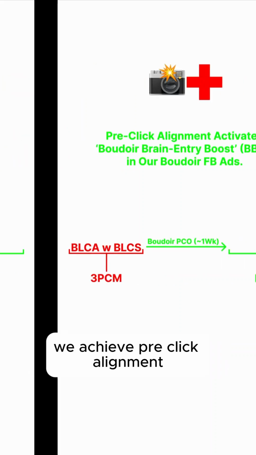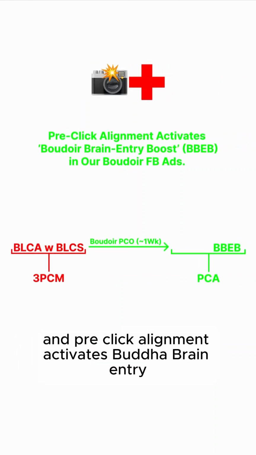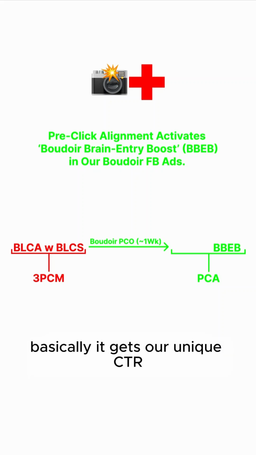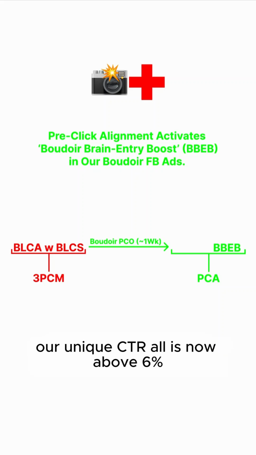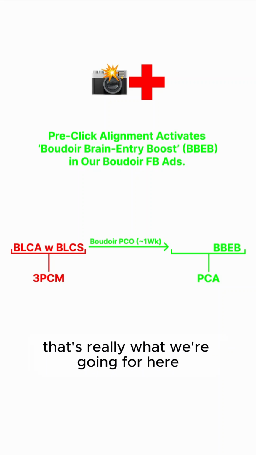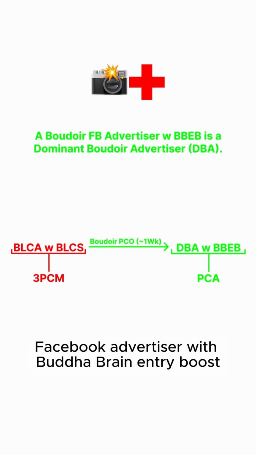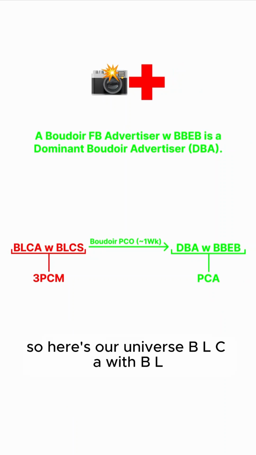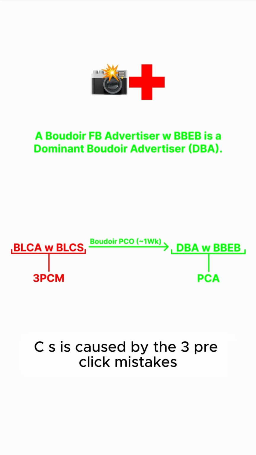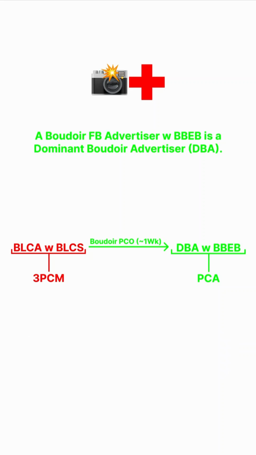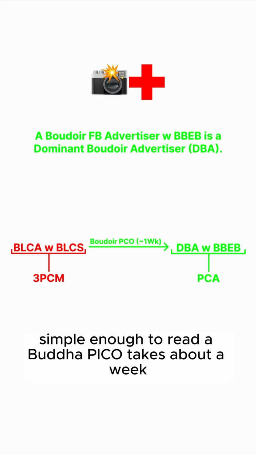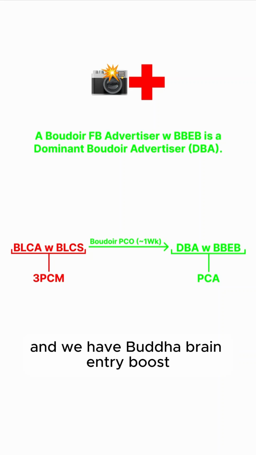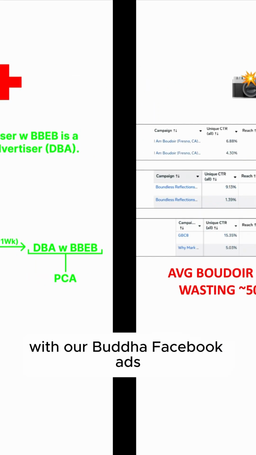We achieve pre-click alignment, and pre-click alignment activates Boudoir Brain Entry Boost, BBEB, in our Boudoir Facebook ads. Basically, our unique CTR is now above 6%. That's really what we're going for here. And a Boudoir Facebook advertiser with Boudoir Brain Entry Boost is a dominant Boudoir advertiser. So here's our universe. BLCA with BLCS is caused by the 3 pre-click mistakes. Simple enough, treated with Boudoir Pico takes about a week, and we achieve pre-click alignment. We become a dominant Boudoir advertiser, and we have Boudoir Brain Entry Boost with our Boudoir Facebook ads.